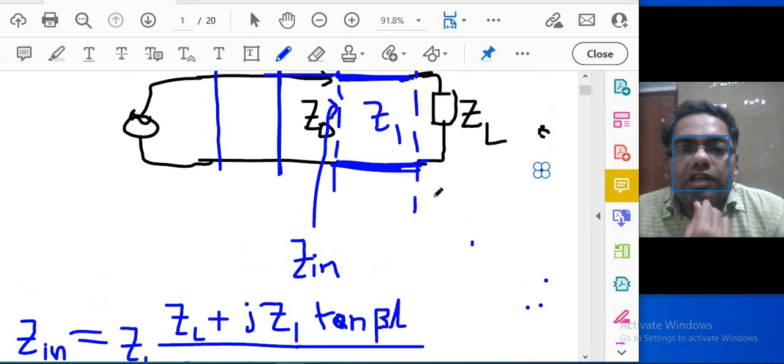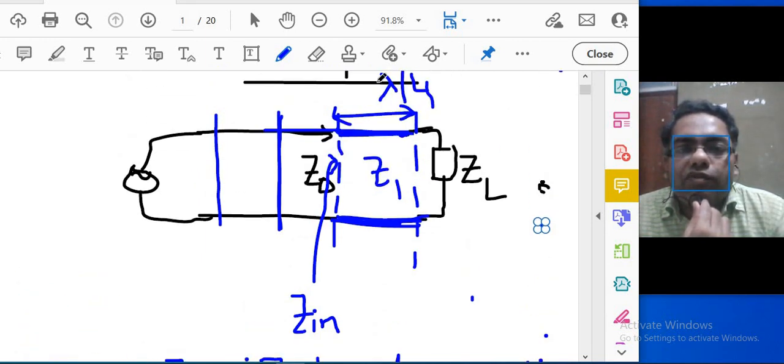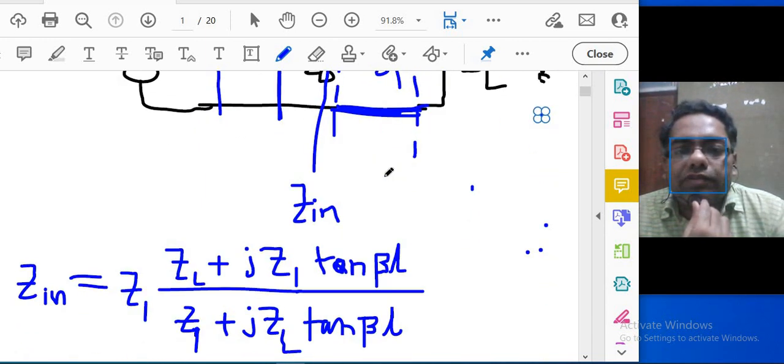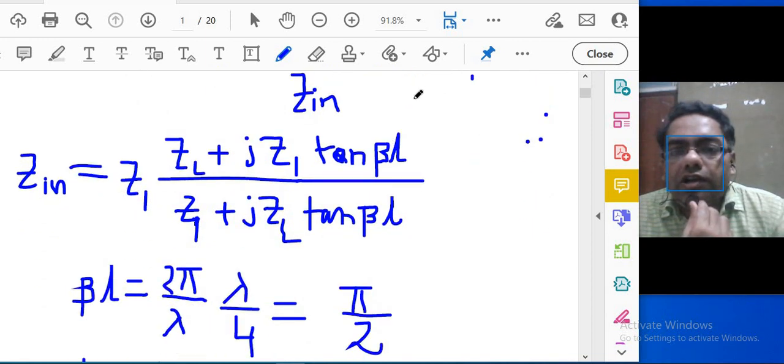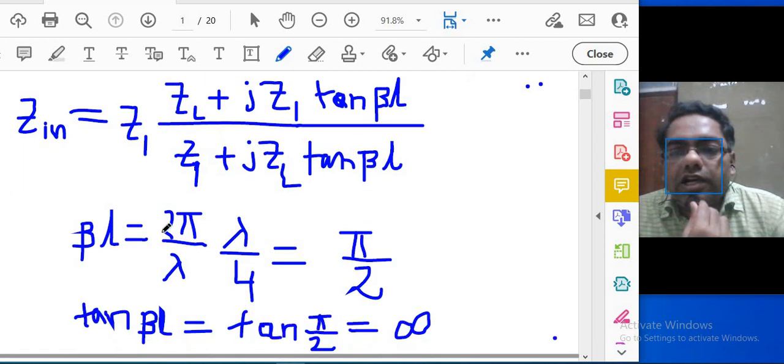Here this L is the lambda by 4 distance from the load end. So beta L, how can we write it? Beta is 2 pi by lambda and this L is lambda by 4, so beta L comes to pi by 2. Now tan of pi by 2 is infinite, meaning very large.